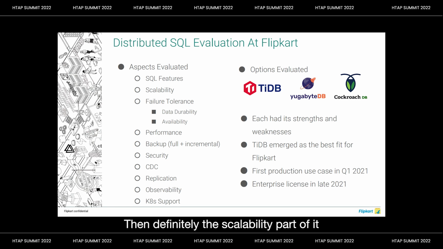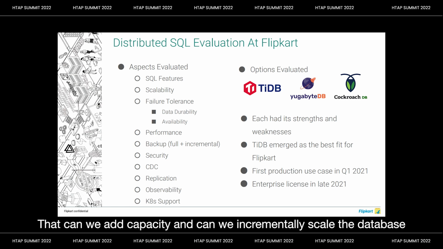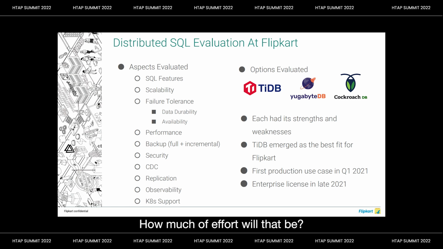Then definitely the scalability part of it, because that is the problem we were trying to solve, is that can we add capacity and can we incrementally scale the database? How much effort will that be, and does that promise really hold up? Then there is the failure tolerance aspect of it. That impacts the DB in two ways, right? When things fail, do we still have the data durability? Do we lose data? Does the DB stay available? Can it continue to process transactions? And with all of that, the question is, if the DB is still providing all of that, can it do it with great performance? So for us, these top four things, this was the core of the database.